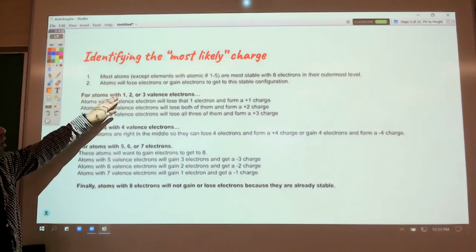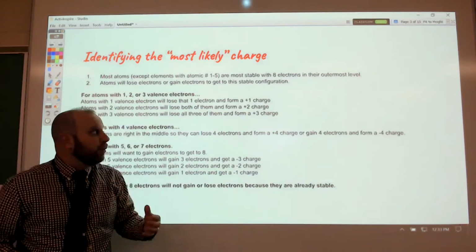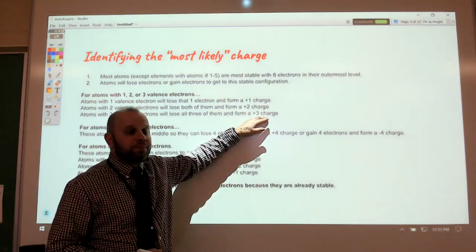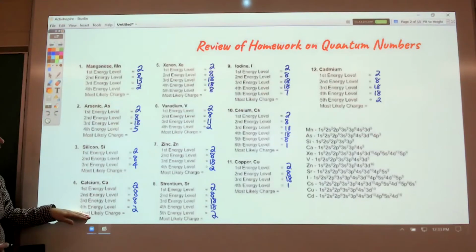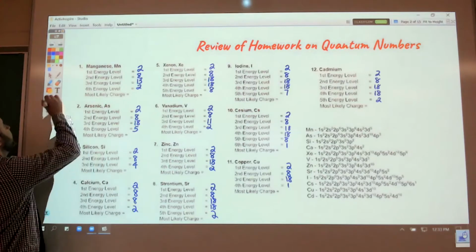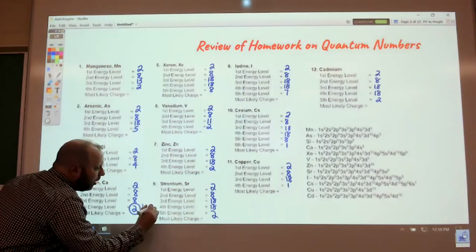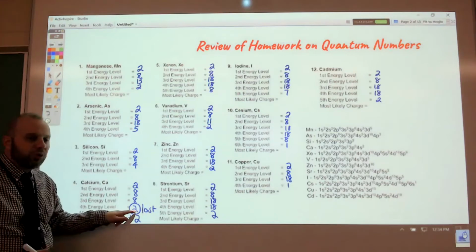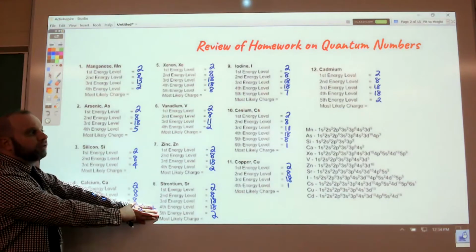For atoms that have 1, 2, or 3 valence electrons, they're going to lose those electrons. So they will form either a positive 1, a positive 2, or a positive 3 charge. We'll take a look at an example of that. If I look at calcium, calcium has 2 electrons in its outermost level. So these are going to be lost. Calcium will form a positive 2 charge. When these 2 electrons are lost, notice that I now have 8 electrons in my outermost level.